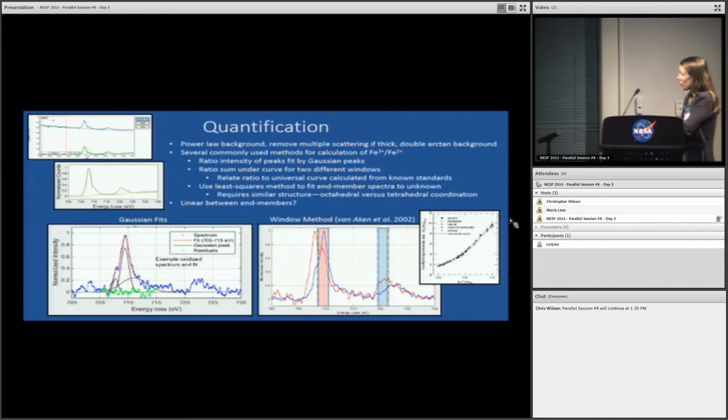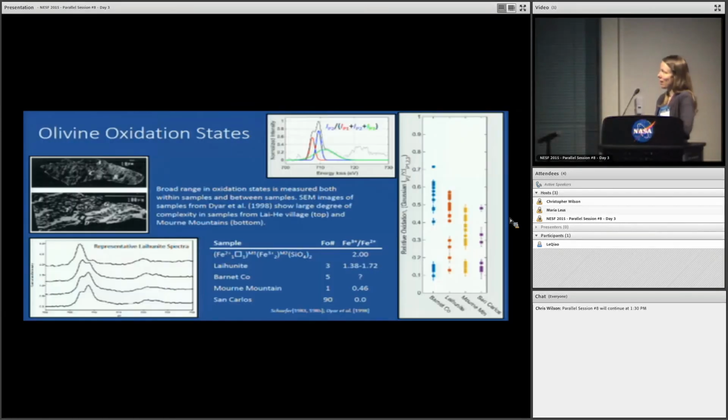This shows that the ratio of these is not linear with iron oxidation state. Sometimes it's closer to linear for this method, but it's unclear then how much things like structure and whether the iron is tetrahedrally or octahedrally coordinated does affect how well these methods work for the quantification.